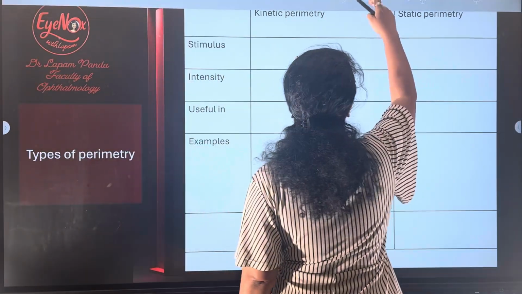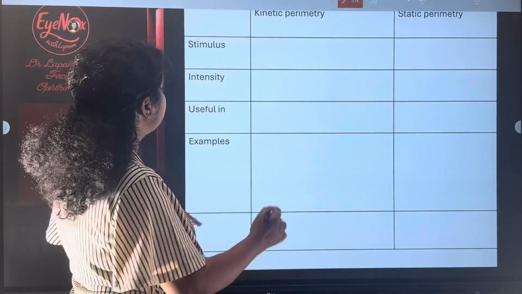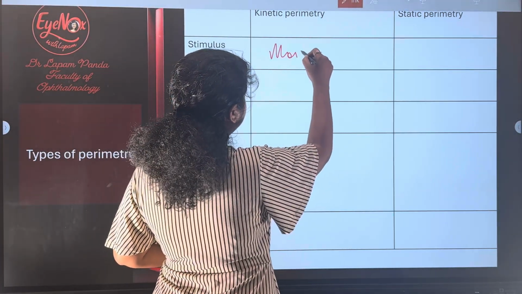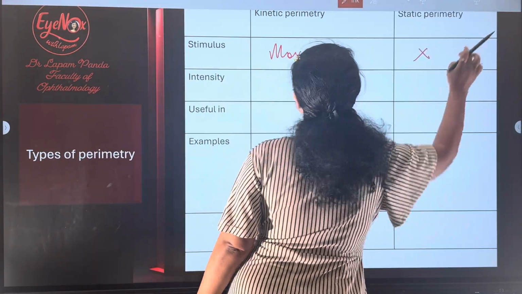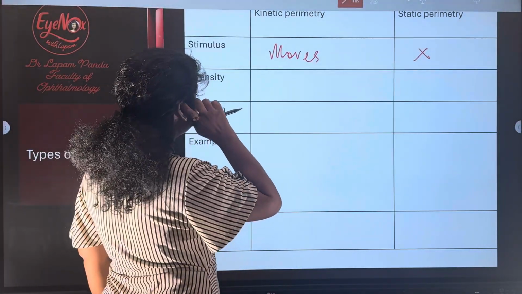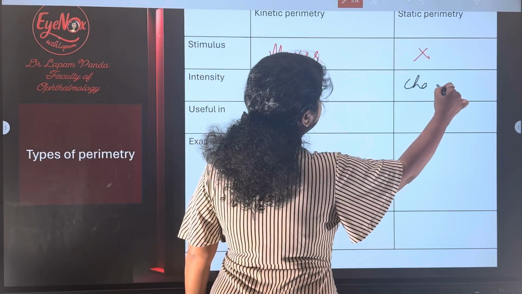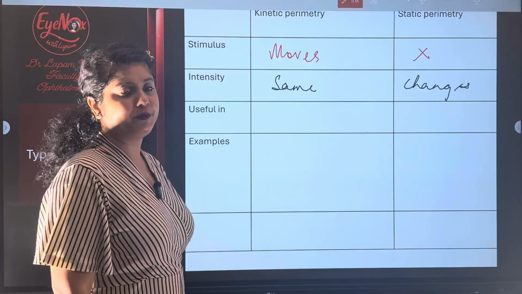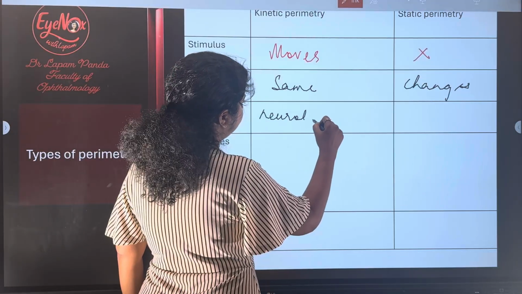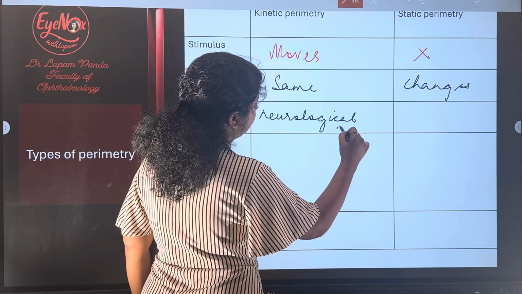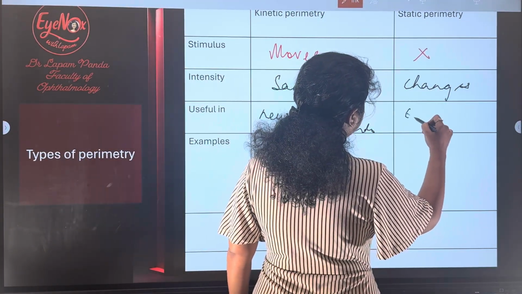Now let's take some notes. Here, as I said, in kinetic perimetry, the stimulus moves. That's why we call it a kinetic perimetry. In static perimetry, there is no movement. In kinetic perimetry, the intensity of the stimulus stays the same. But in static perimetry, the intensity of the stimulus changes. The kinetic perimetry is more useful in neurological disorders, and the static perimetry is more useful in glaucoma.